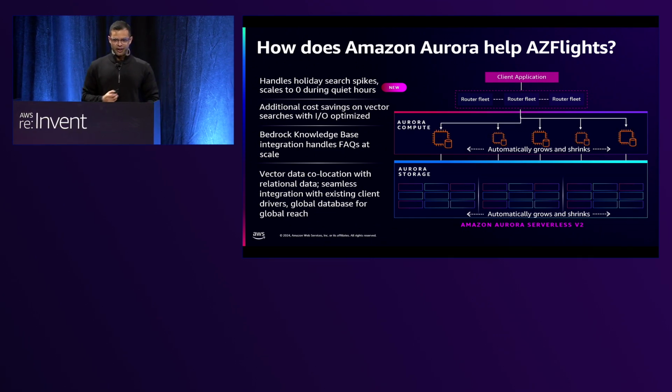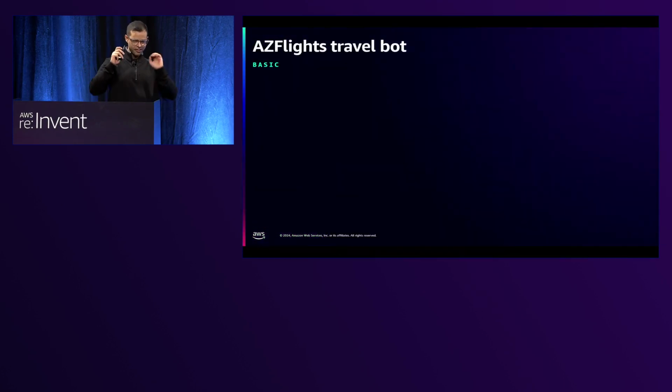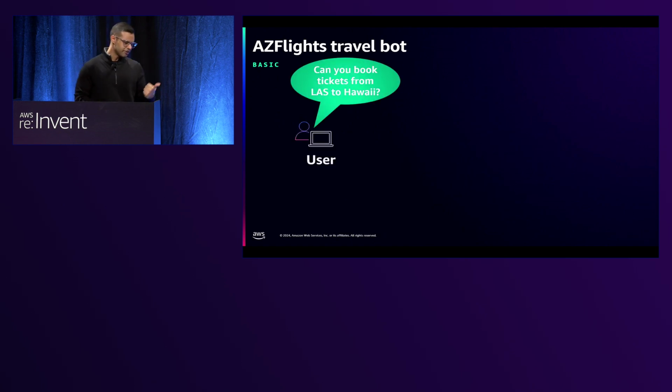All right. Now let's get to the meat of it, right? So now we are trying to build a production-ready travel assistant. How do we go about doing this? Imagine this is again a journey, right? A journey of 1,000 miles begins with a single step. Here is the first step towards that journey. We start with a very basic architecture. User comes in, asks a question, can you book tickets from, let's say, Las Vegas to Hawaii? That was the question originally in our demo.